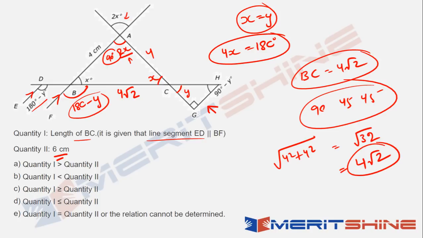You have to compare it with 6 centimeters. Which of the two is a bigger quantity? Obviously 4 root 2 is smaller than 6 centimeters. So the answer would be option B. Quantity 1 is less than quantity 2.